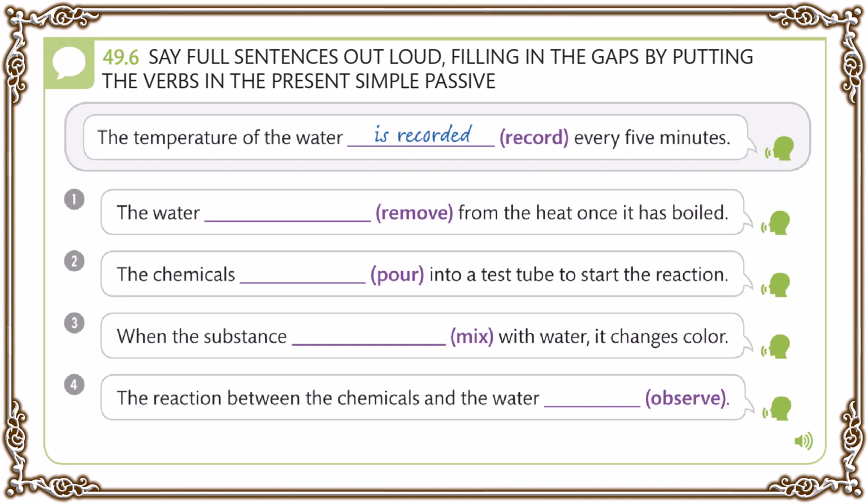The temperature of the water is recorded every 5 minutes. The water is removed from the heat once it has boiled. The chemicals are poured into a test tube to start the reaction. When the substance is mixed with water, it changes color. The reaction between the chemicals and the water is observed.